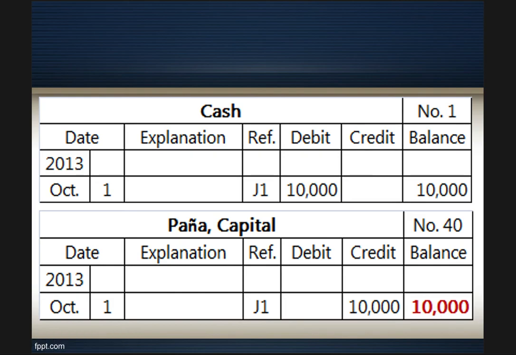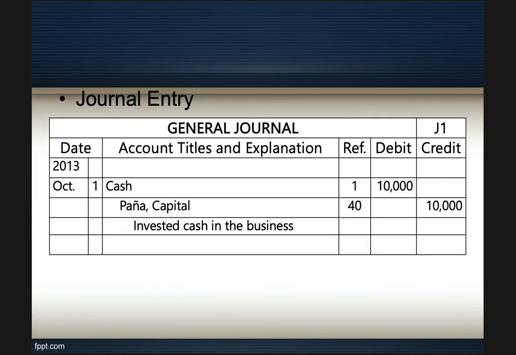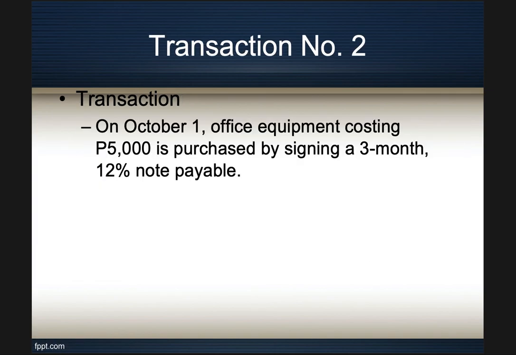Okay? So now, since you have already posted it into your ledger, you can go back to your journal and put this account number in the journal reference column. If you can see in my example a while ago, you have your reference column filled up with 1, which is the account number for cash, and capital 40, which is its account number. Now let's proceed with our second example.